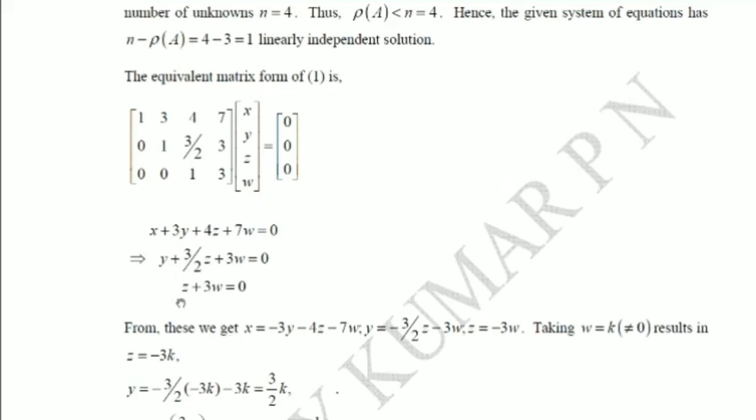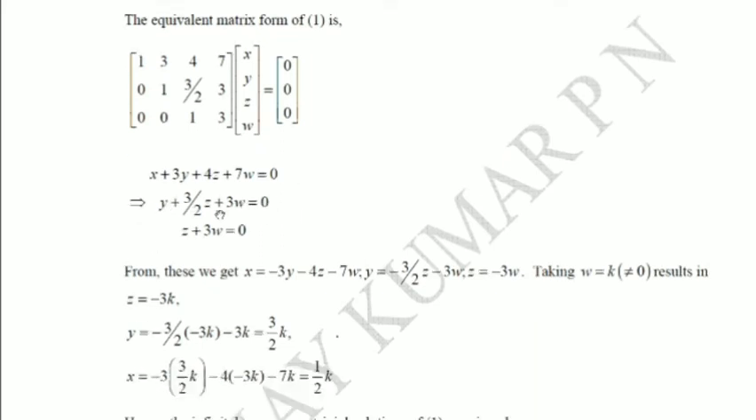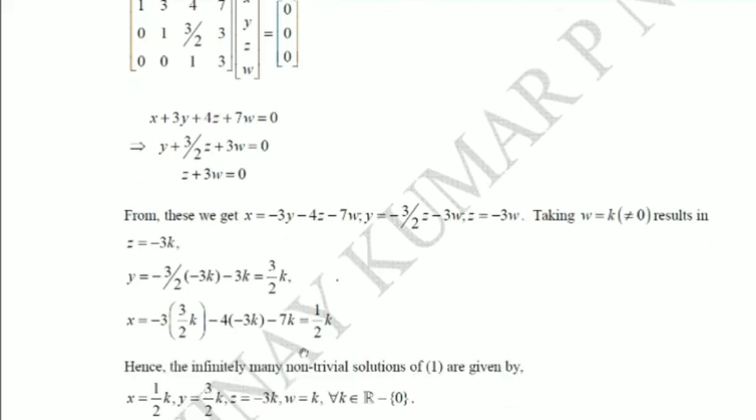Now we got 2 values, z and w. Substitute them here, z and w, you will get y. Send these 2 to this side, that becomes minus 3 by 2 z minus 3w. So minus 3 by 2 into z is minus 3k, and minus 3 into w is k. You will get this much. Now we are having w, z, y. Substitute them in this, you will get the x value. So here we got x equal to half k, y equal to 3 by 2k, z equal to minus 3k, w equal to k. And k is any number.